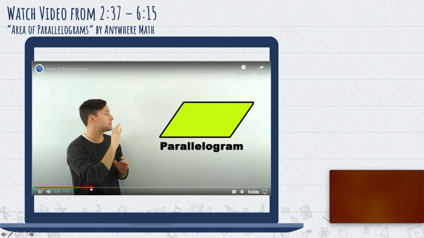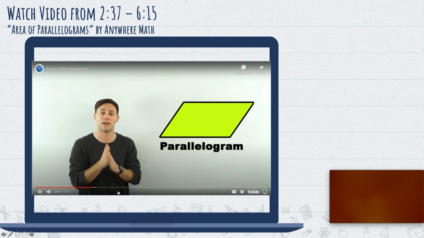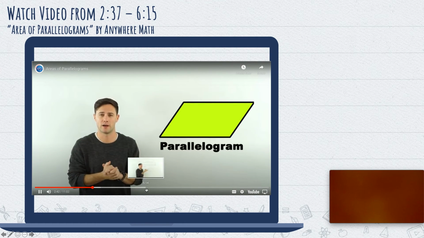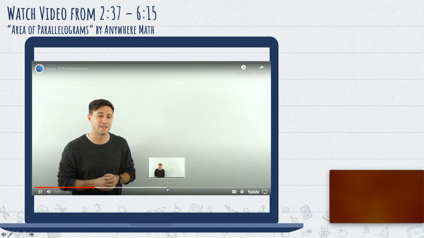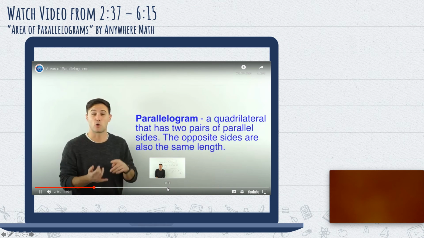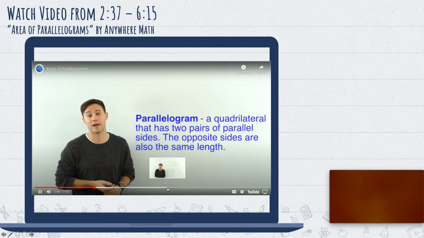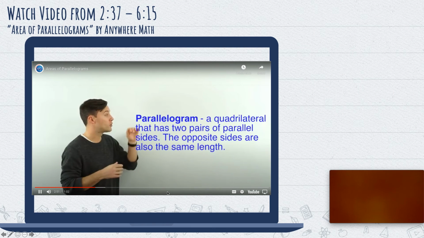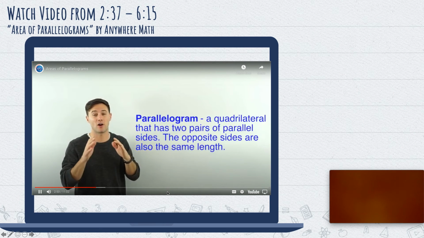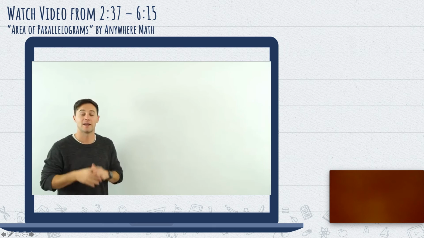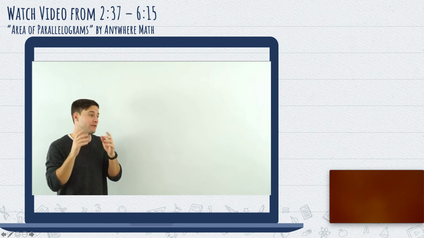On parallelograms in general, especially with how to find the area of them. So first, what exactly is a parallelogram? It's a quadrilateral that has two pairs of parallel sides. Those sides, the opposite sides, also are the same length. Now let's talk about how to find the area of a parallelogram.